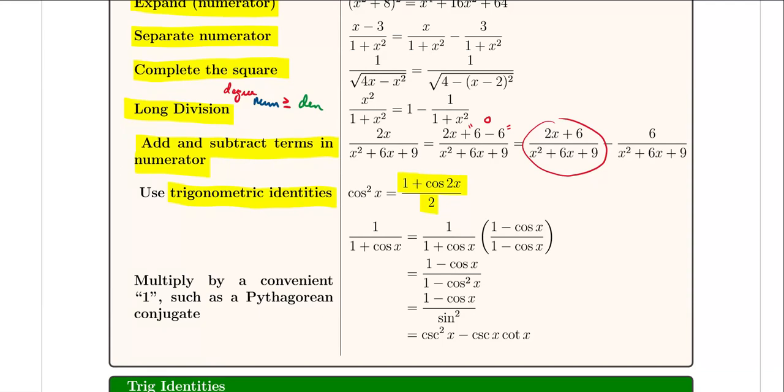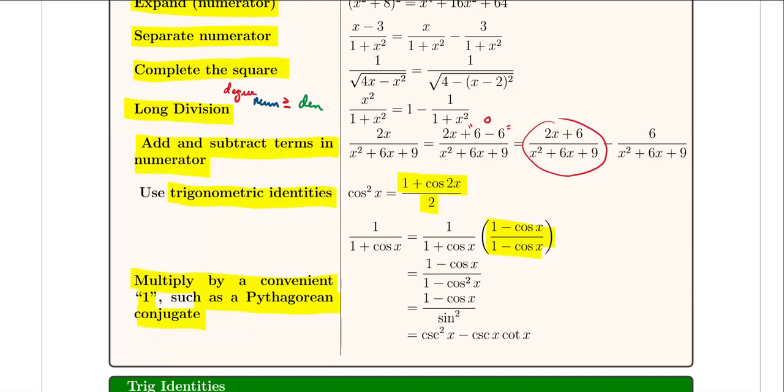Now the last and final technique is to multiply by a convenient 1. Now this convenient 1 will vary by problem, but one such example is a Pythagorean conjugate. Now this one might be a throwback to your days taking trigonometry, but if we were to encounter the fraction 1 over 1 plus x squared, we could go ahead and multiply it by its conjugate, both top and bottom, to reduce the original fraction and rewrite it as another expression.